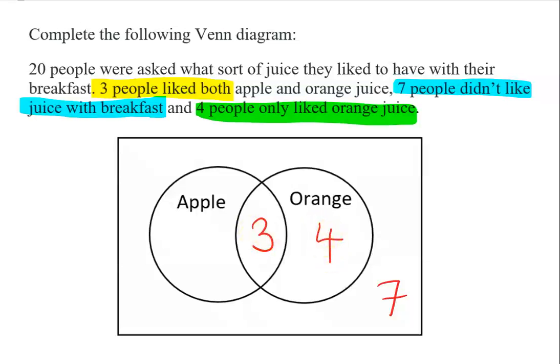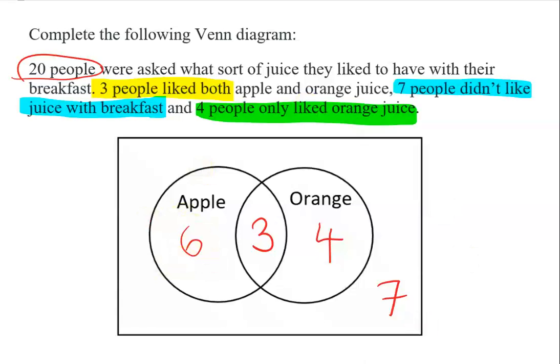How many people have we got represented on our Venn diagram altogether? 7 plus 3 plus 4 is 14 people. But our question told us there were 20 people who were asked about the survey. And we didn't get information about the people who only liked apple juice. So those leftover 6 people that we haven't represented on our Venn diagram yet, they have to be the people that only like apple juice. There's no other category they can be in. So there are 6 people that only like apple juice.